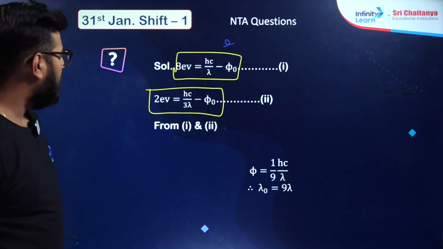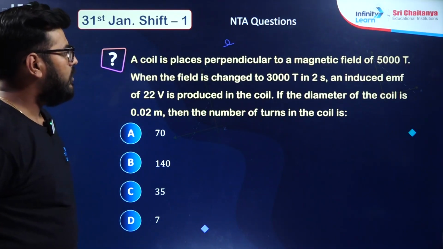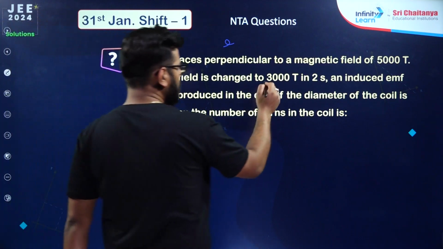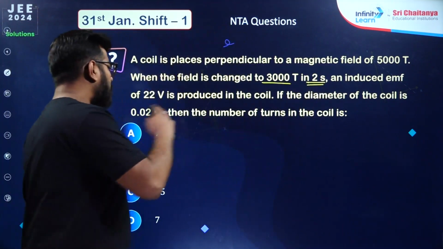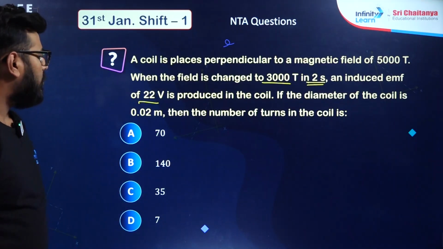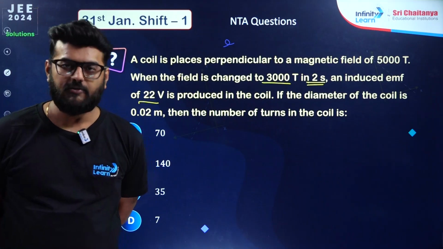Okay, moving ahead for the next one. A coil is placed perpendicular to a magnetic field of 5000 Tesla. When the field is changed to 3000 Tesla in 2 seconds, an induced EMF of 22 volt is produced in the coil. If the diameter of the coil is 0.02 meter, then the number of turns in the coil is. Simple problem based on EMF, that is EMI.